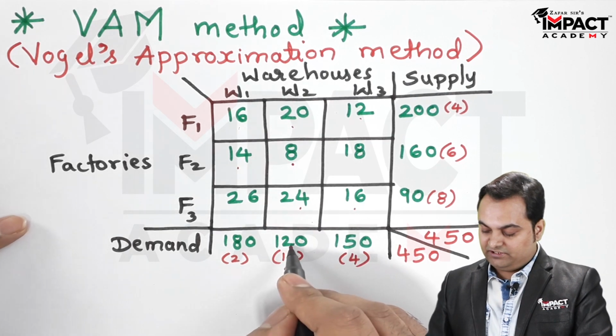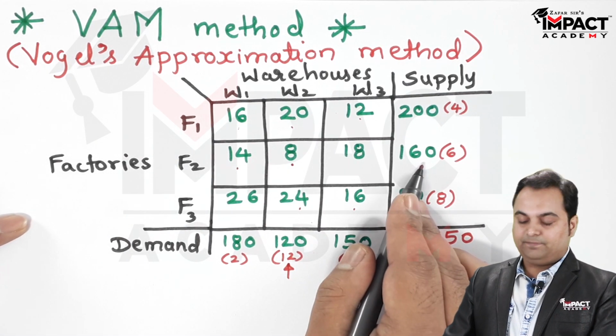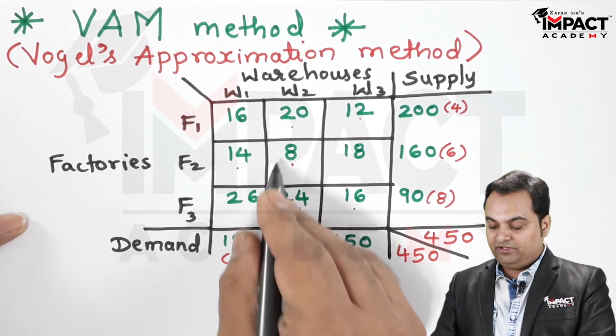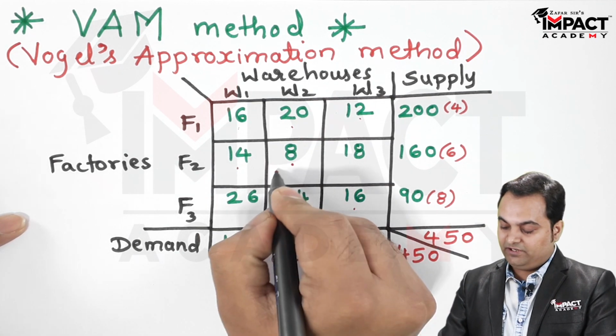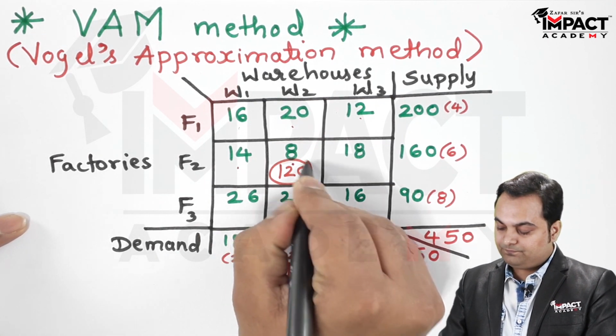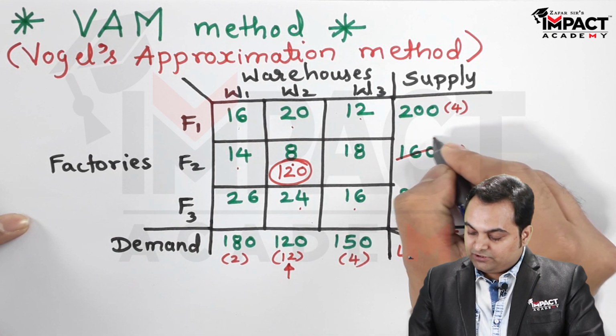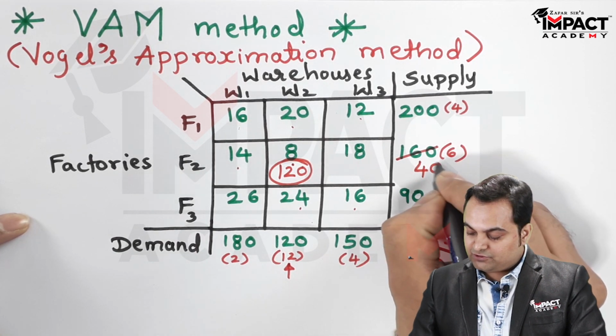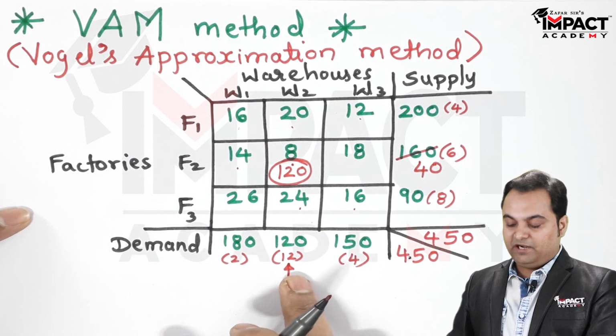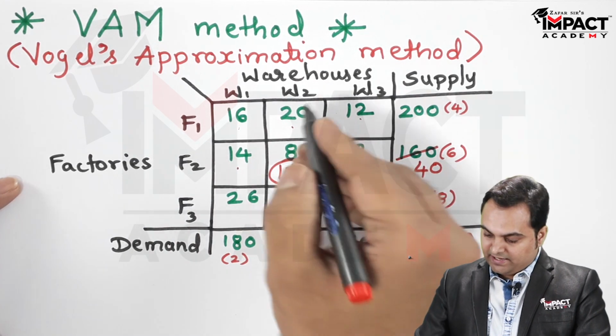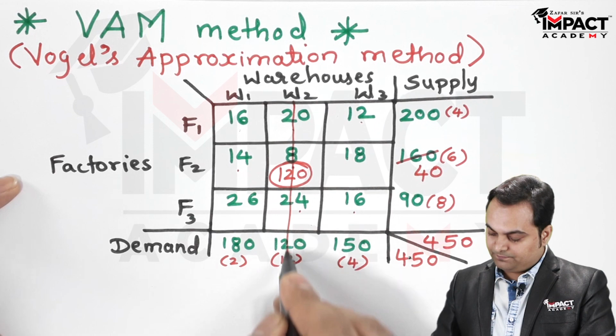And here when we see, the demand is 120 and supply is 160. So the demand can be met completely. So I am writing 120 over here. And from 160, 120 would be subtracted. So we have 40 which remains over here. And since the demand has been completely met, I can cancel this column throughout.